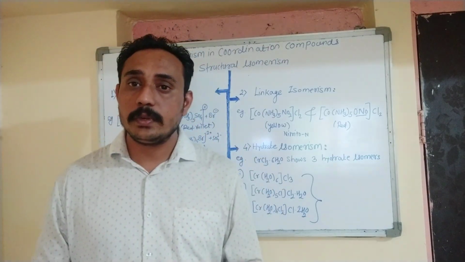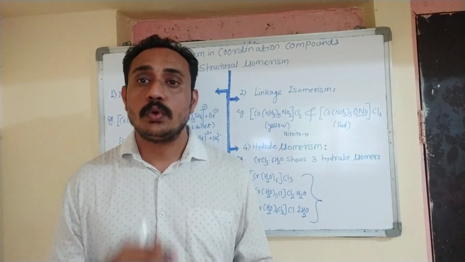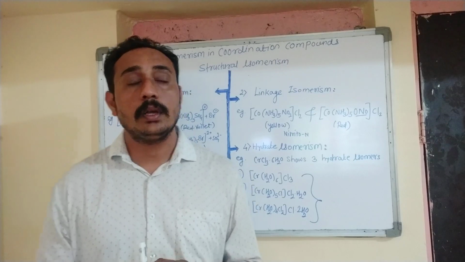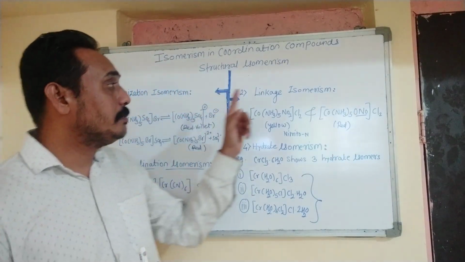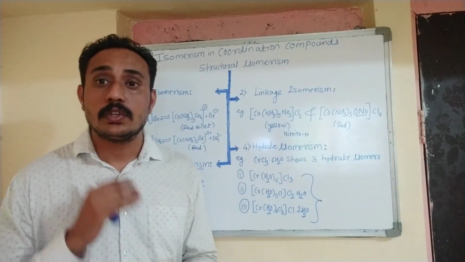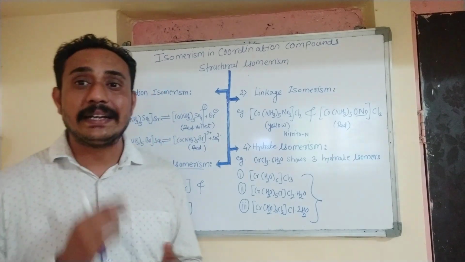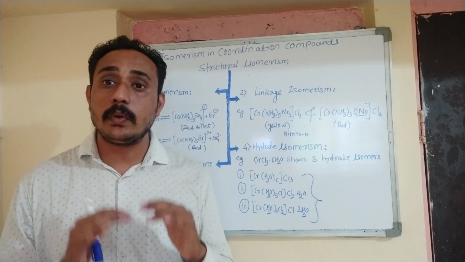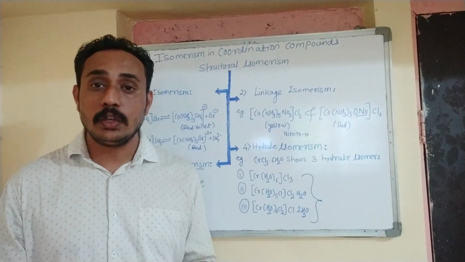So what is structural isomerism? It is having the same molecular formula but different structure. So coordination compounds show four types of structural isomerism, that is ionization isomerism, linkage isomerism, coordination isomerism and hydrate isomerism. Let us discuss one by one. So first is ionization isomerism. Its name itself suggests that on ionization it gives different ions in a solution.